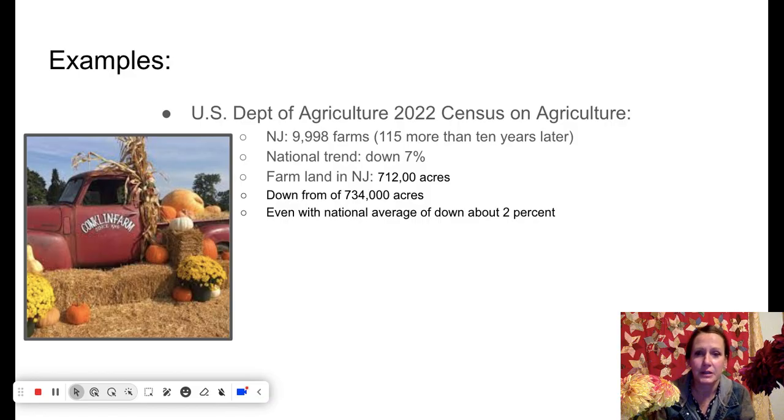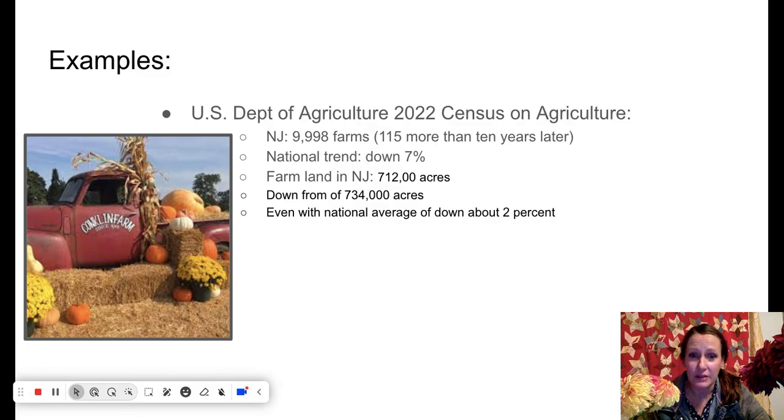So from 2022, they reported that in New Jersey, there were almost 10,000 farms. That was 115 more farms than just 10 years earlier. That's a pretty significant increase. Interestingly enough, this is opposite of the national trend. The national trend is that farms across the country, the numbers have decreased by 7%, right? So once again, think about like, in the Midwest, there's probably not as many ecotourism, agrotourism farms. They're probably more like growing corn for cows or for high fructose corn syrup for you to, you know, unfortunately eat, right? So there's some difference there.